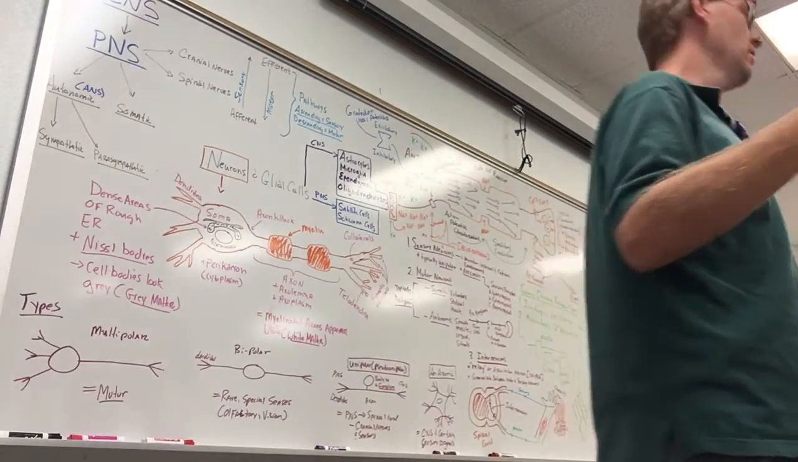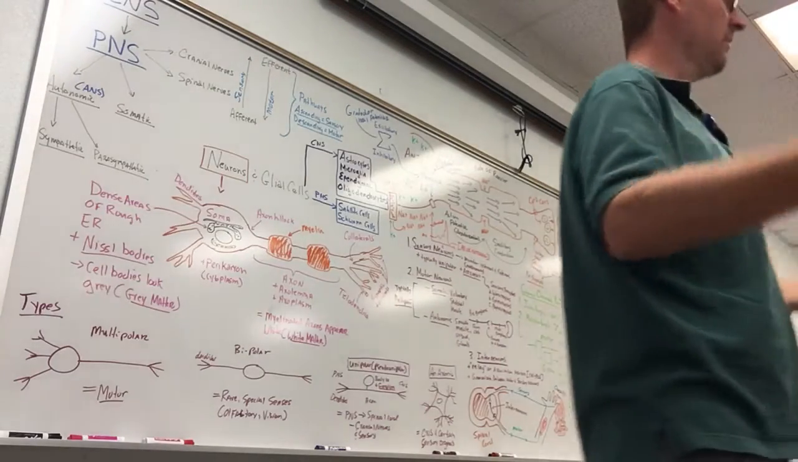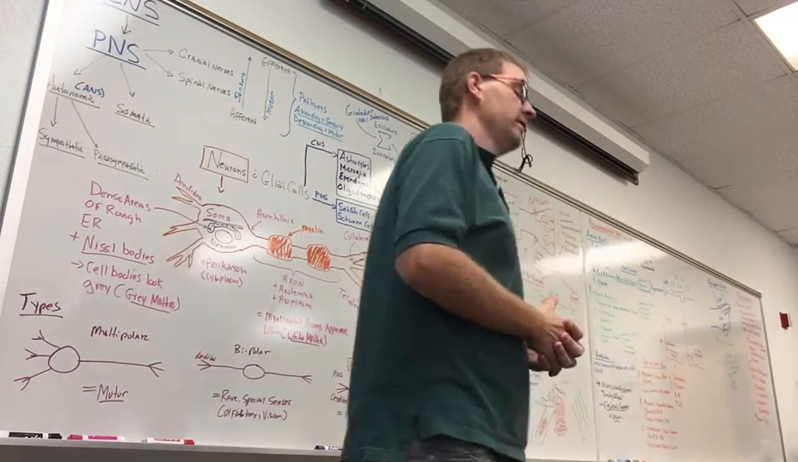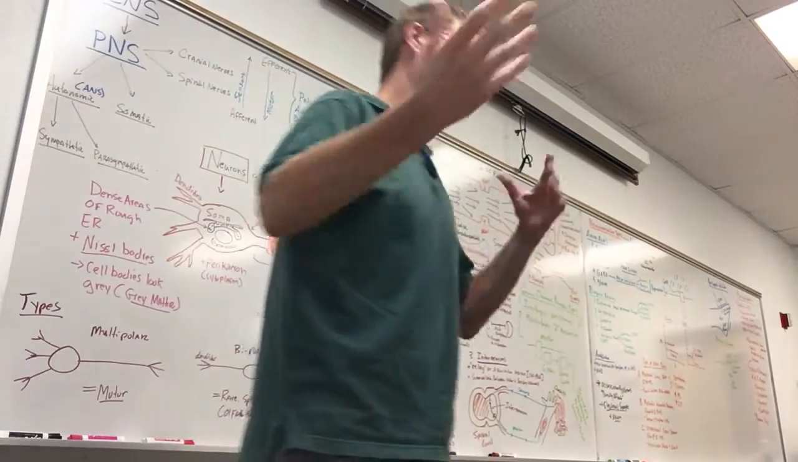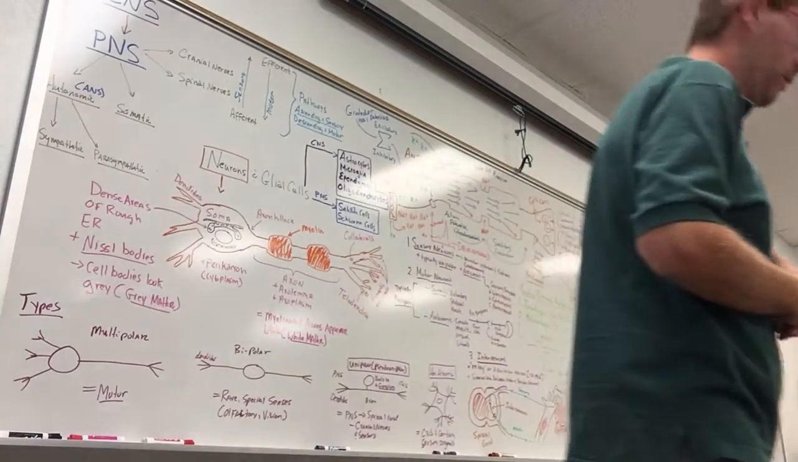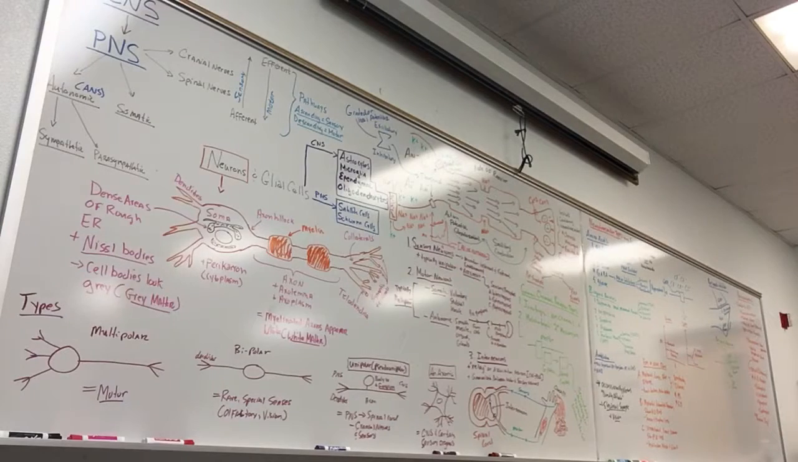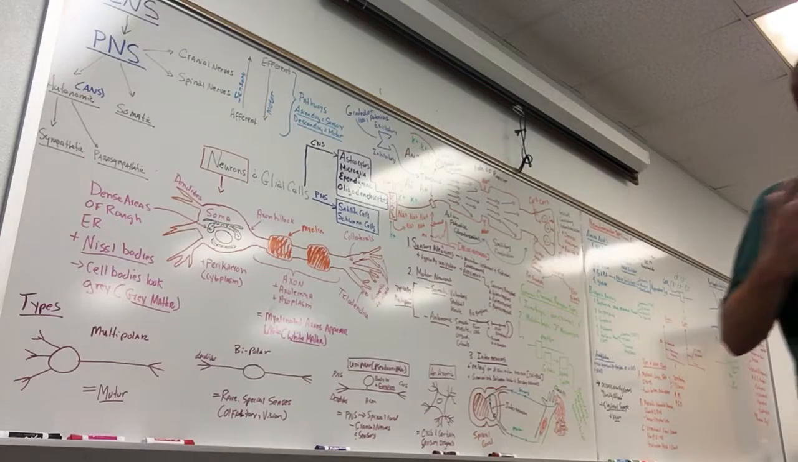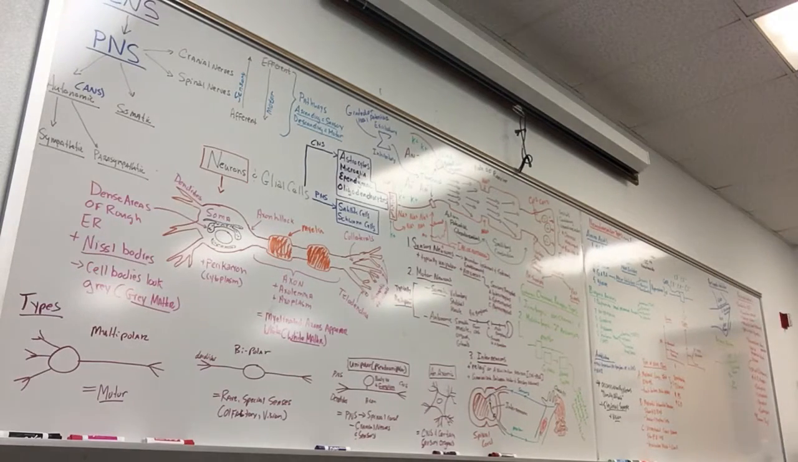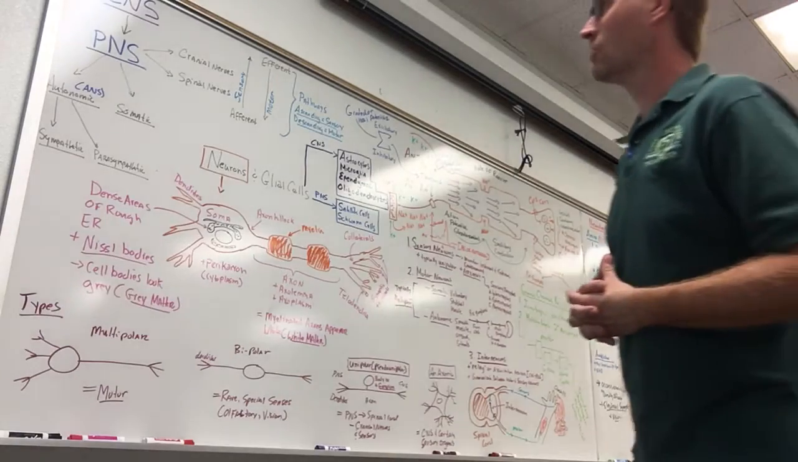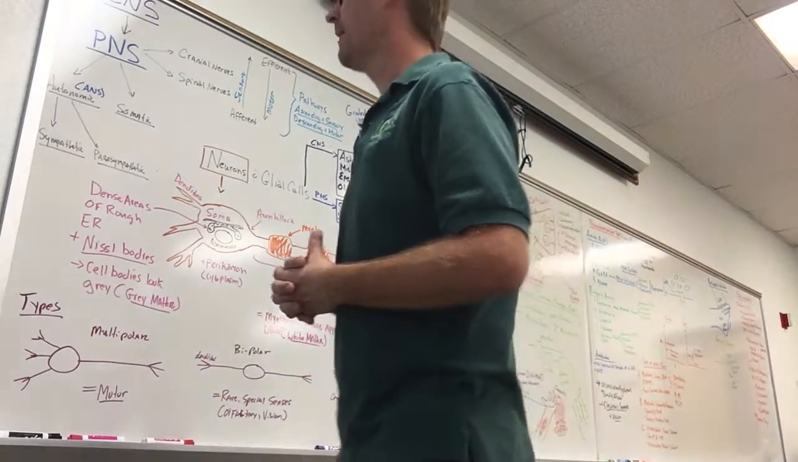Because not only do we have neurons, but we have these glial cells, and these glial cells are very important as far as supporting the neurons and helping the neurons function. So it's a really complex picture, and we're only going to be able to scratch the surface in this particular class. So let's just talk about the nervous system real quick.